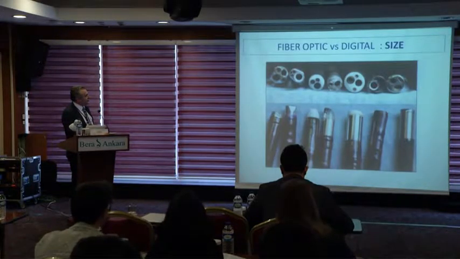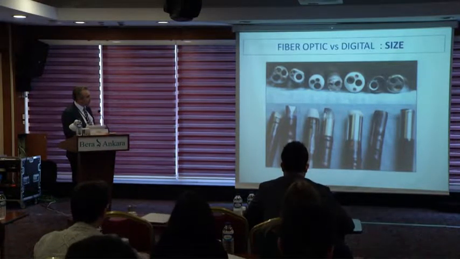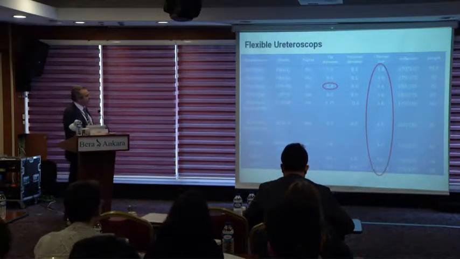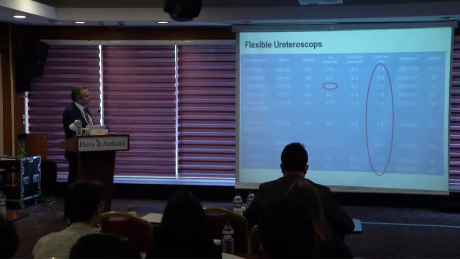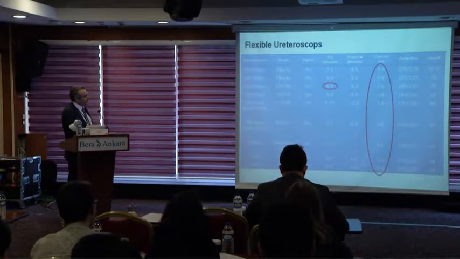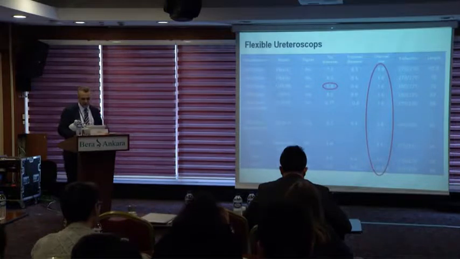These are some kinds of tips of flexible ureteroscopes in the market. When we compare them, the working channel is nearly the same in all kinds, but the tip diameter is different. It begins from 5 French, 5.4 French, to 8.5 French, but the proximal diameter is bigger. It starts from 8 French and goes to 9 French.